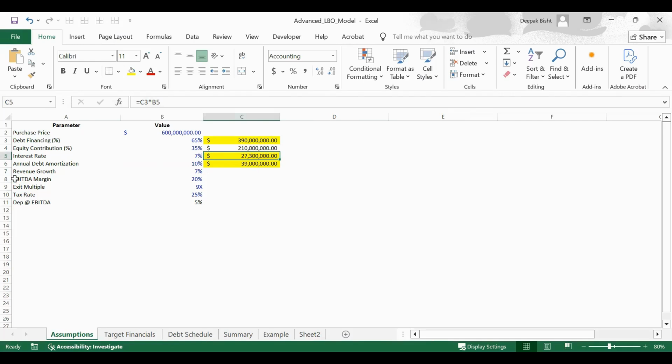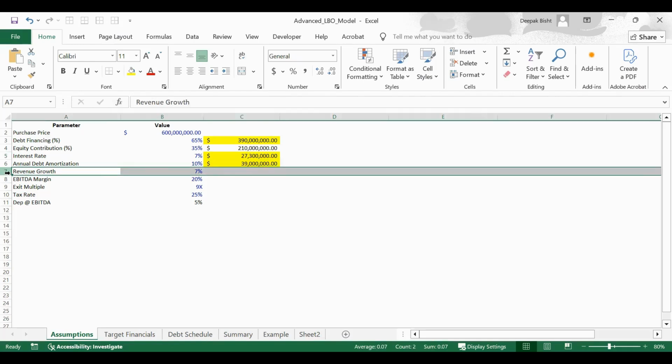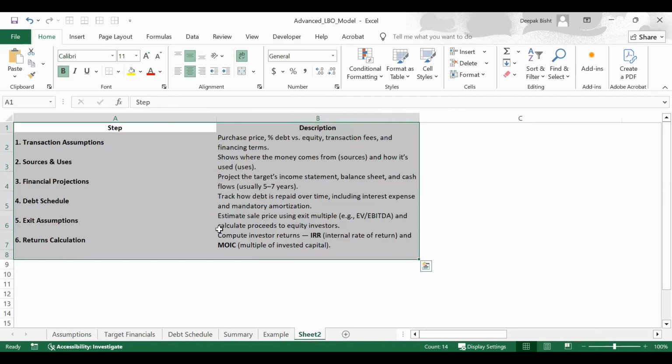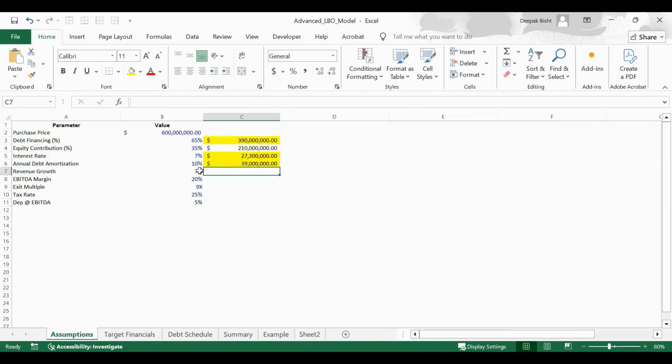And along with the interest payment, we are assuming that the target company's revenue is going to grow at a rate of 7%. If you can see here, these are the projections. We are assuming that the revenue is going to grow at a rate of 7%, and that the EBITDA margin is going to be 20%. And this is the exit multiple.